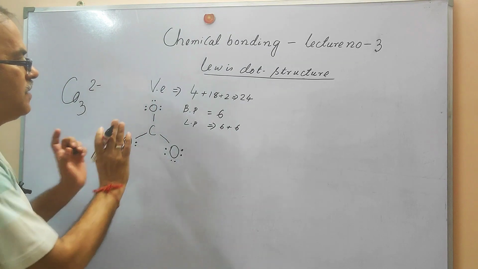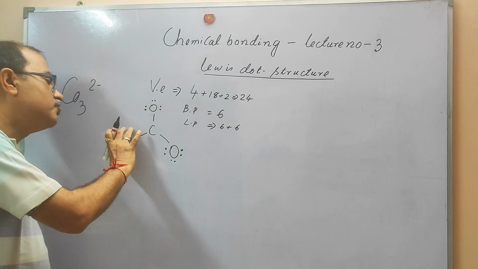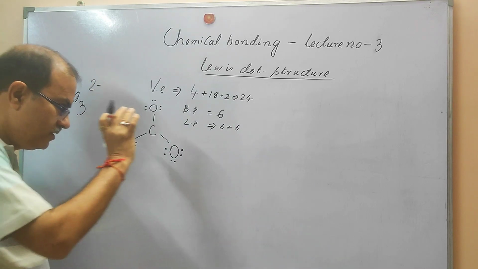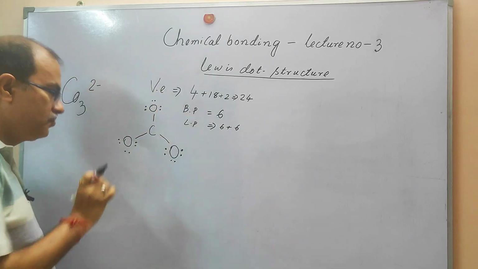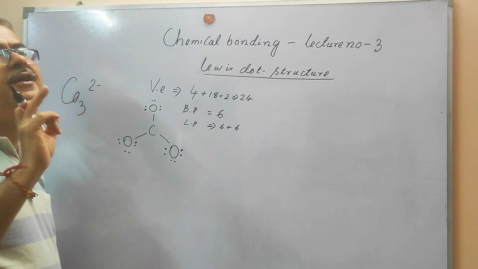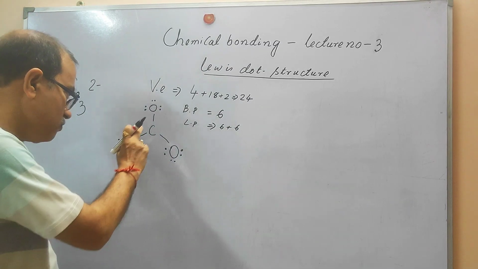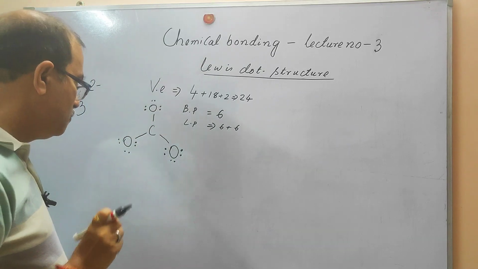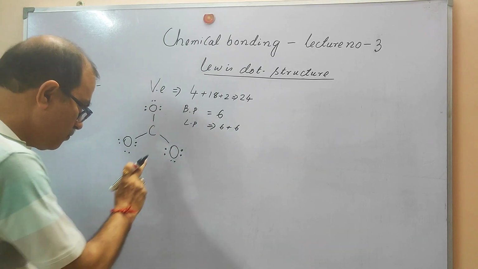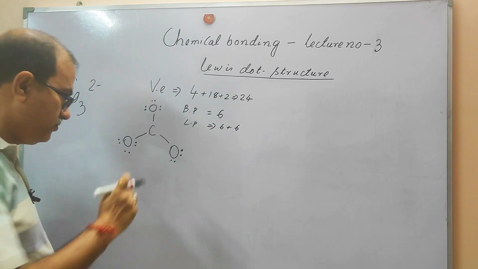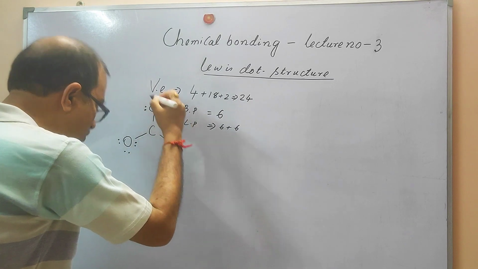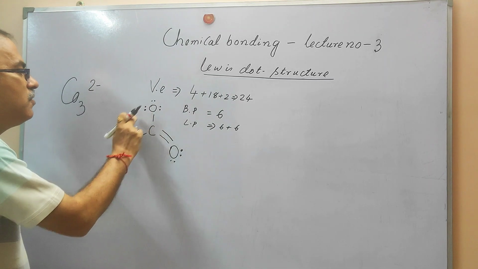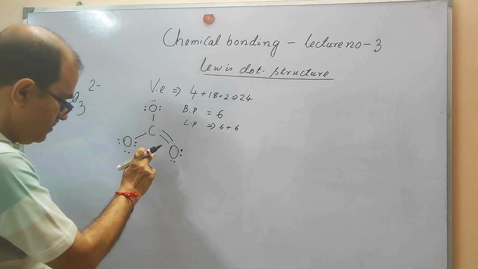Okay, so you can see that oxygen has achieved this octet of electrons, this oxygen also and this oxygen also. But what about this carbon? Carbon is not satisfied with the octet. It is still having 6 electrons. So for that, what do we have to do? We have to make a double bond. This will be a double bond. And now you see, carbon has an octet of electrons.